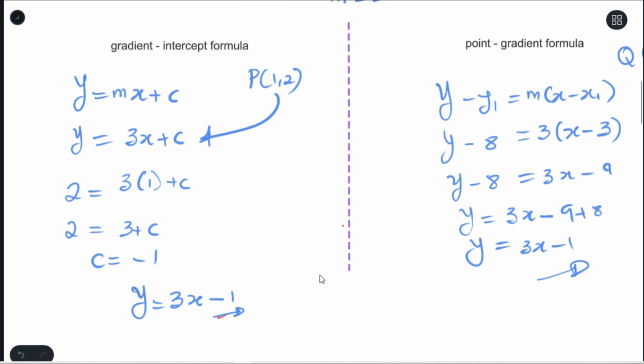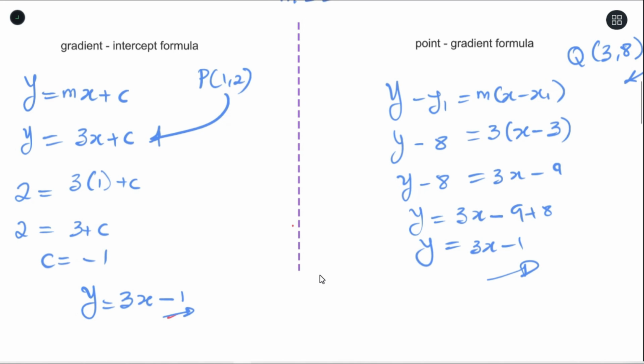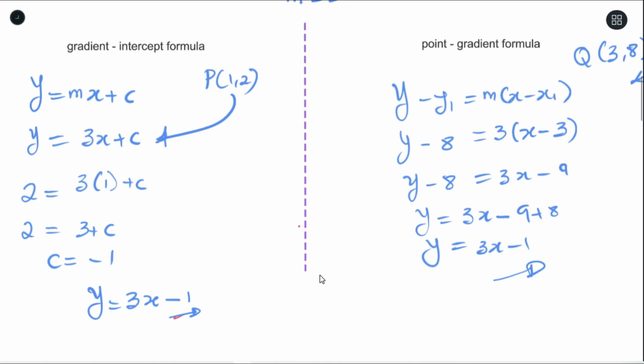And looking at this, we notice our answers are the same. So it doesn't matter which one you use, you will still get the same answer. Just try as much as possible to use the one you're more comfortable with, and you'll definitely be fine. And that's it.